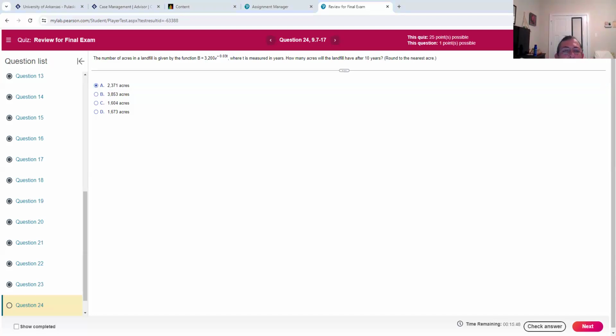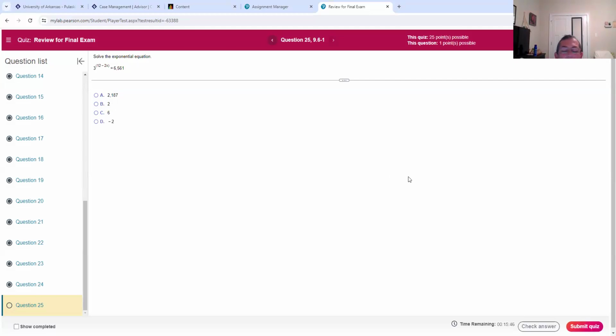So y'all, we got one more to go. Oh, and look at this one. It's an equation. So for 25, they want us to solve 3 to the 12 minus 2x equals 6,561.